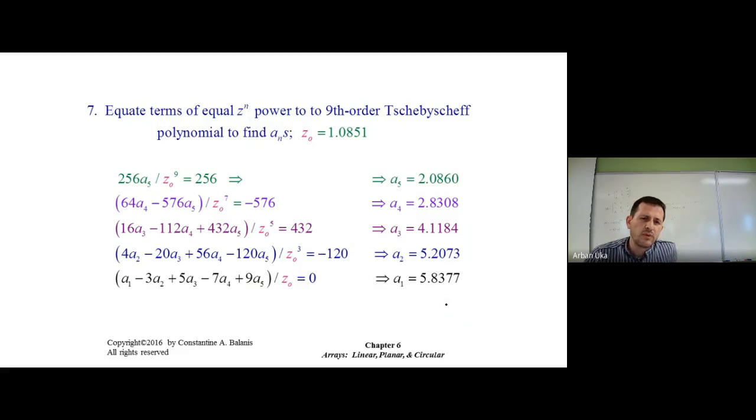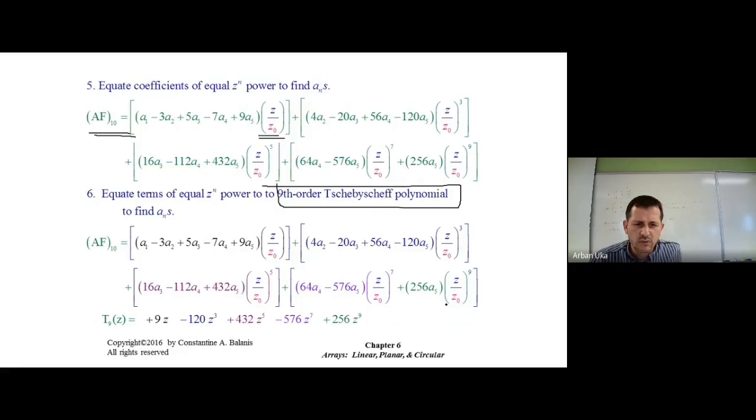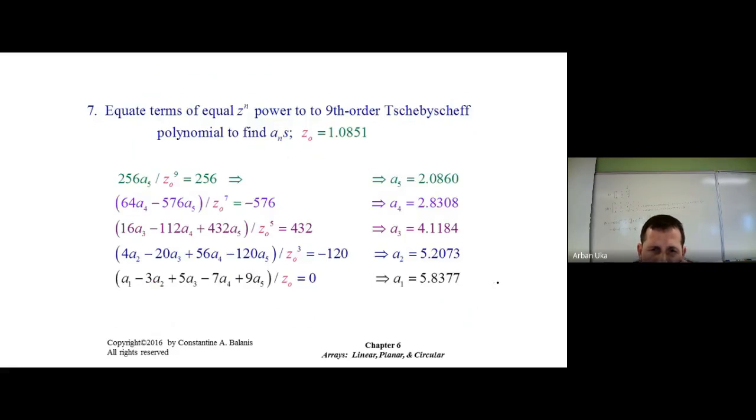So, and then we have to equate terms with equal z to the power n. Here we have z to the power 1, and this is also z to the power 1. This is z to the power 3, and this is also z to the power 3, and so on. Once we do it, we're going to have the following.